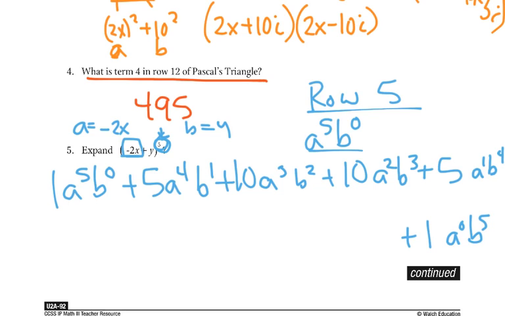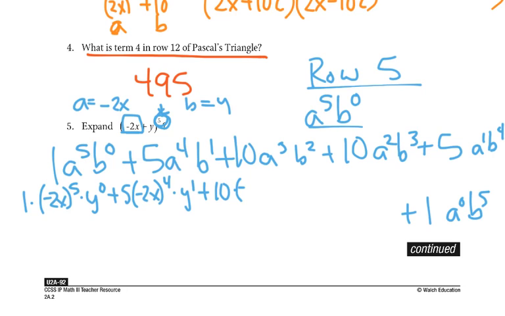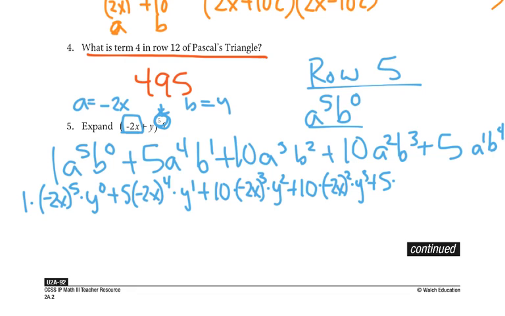So I start plugging them in. So 1 times negative 2x to the 5th times y to the 0, plus 5 times negative 2x to the 4th times y to the 1st, plus 10 times negative 2x cubed y squared, plus 10 times negative 2x squared times y to the 3rd, plus 5 times negative 2x to the 1st, y to the 4th, plus 1 times negative 2x to the 0, y to the 5th. Now, we know anything to the 0 is 1. We know timesing by 1 is pretty worthless.